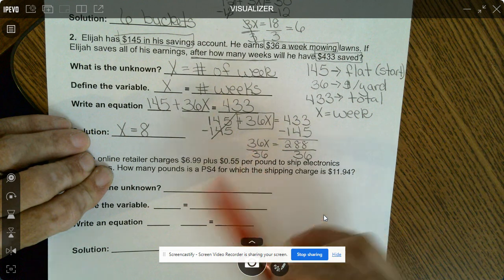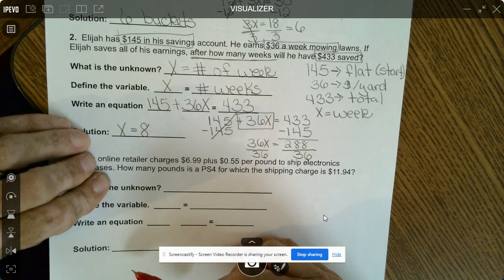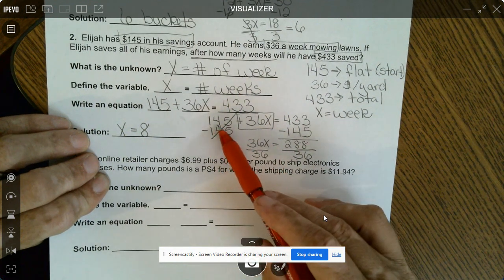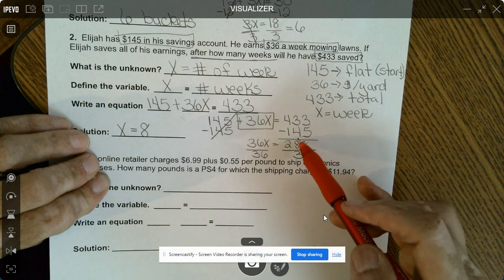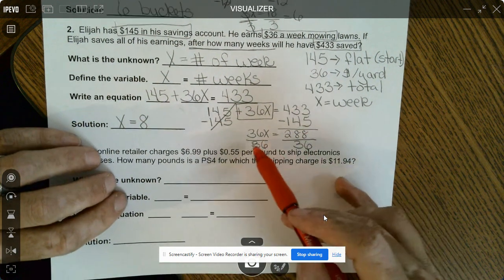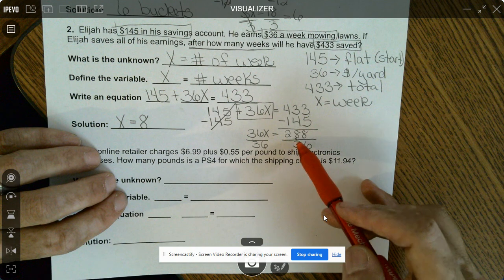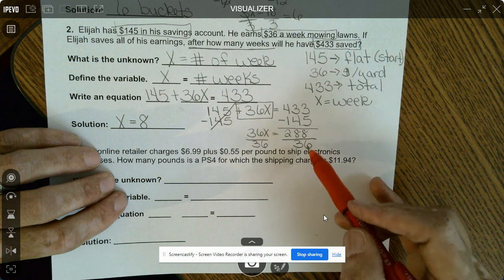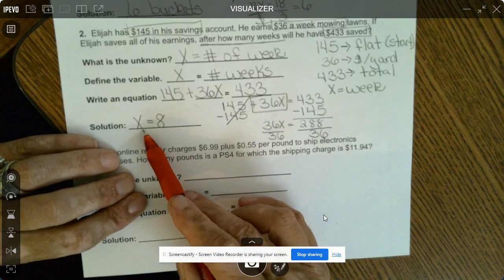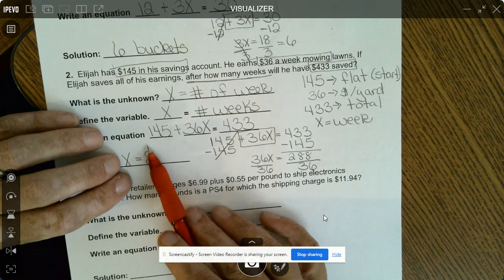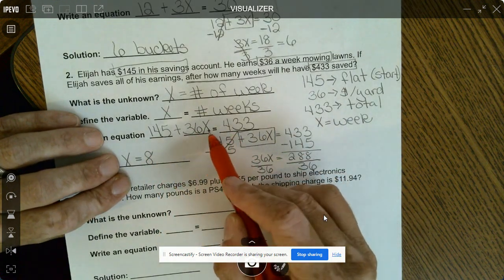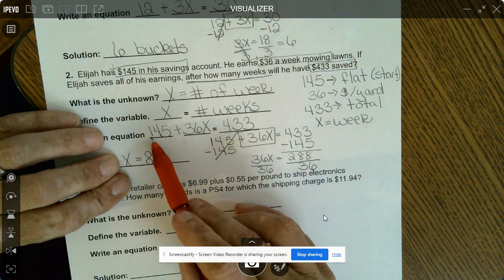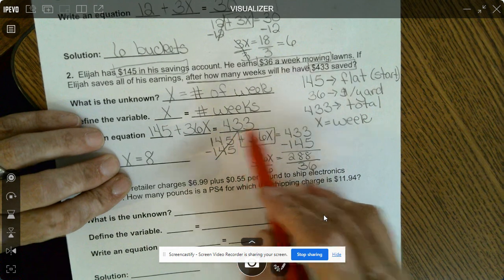All right, so we set it up. What is the first thing that we're going to do? Square it off, right? We have our plus $145, so we're going to subtract it from each side. Rewrite our equation, so we get 36x equals 288. We divide each side by 36 so we can get x by itself. Did everybody get x equals 8? If we check our work, we put it in here. 36 times 8 gives you 288. 288 plus 145 gives you what? 433.